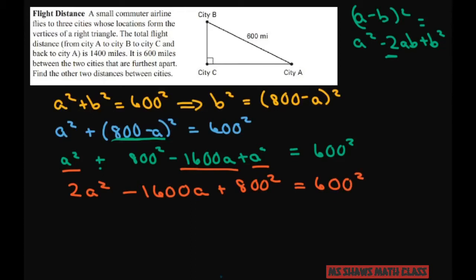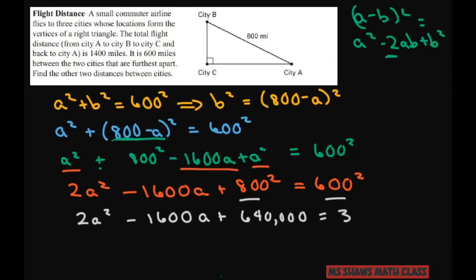Okay, and furthermore, we can, if we want to, factor this out, or let's just clean this up. Let's add this up. So this is 2A squared minus 1600A plus 640,000 equals 360,000. All right, there you go.